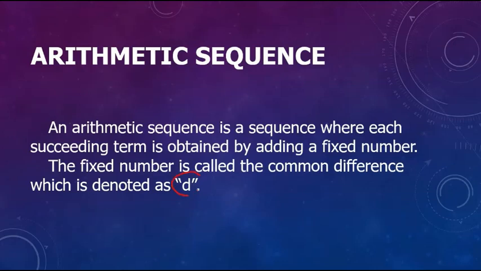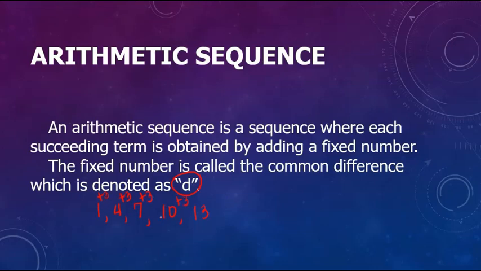Okay, small letter d. So, for example, we have 1, 4, 7, 10, and 13. We know that this is an arithmetic sequence since we are adding a fixed number to each preceding term para makuha natin yung next term. So, 1 plus 3, that is 4. 4 plus 3, that is 7. 7 plus 3, that is 10. 10 plus 3, that is 13.